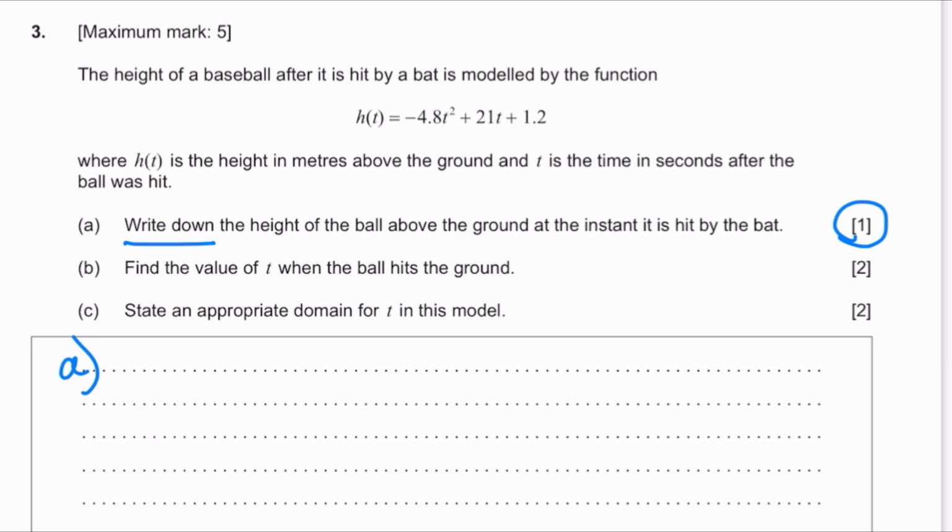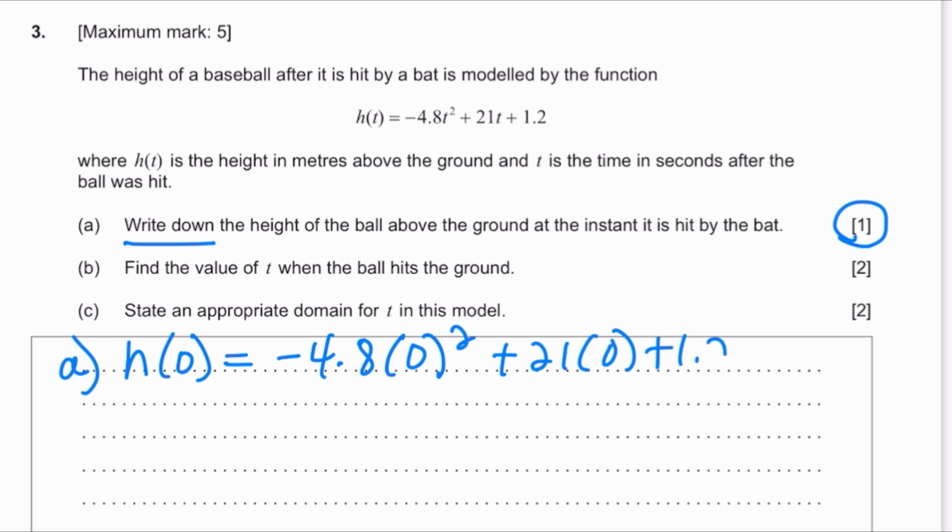In this particular case, if you want to write down the height of the ball above the ground at the instant it is hit by the bat, that is at time 0. So you're going to find h of 0 by basically substituting 0 into the equation. So that's going to just give me 1.2 as my final answer. Then I go ahead and look at part B. Find the value of t when the ball hits the ground.